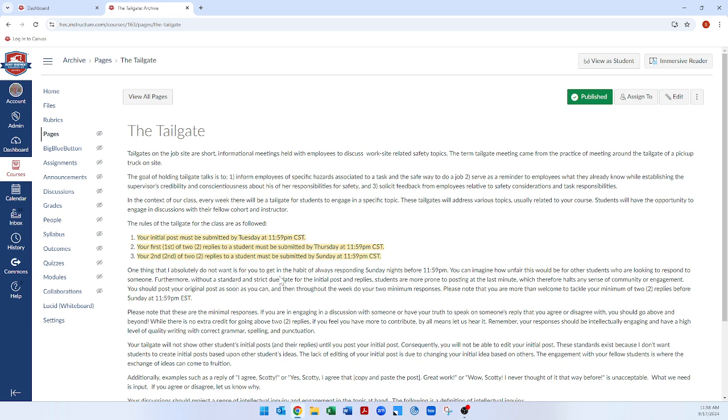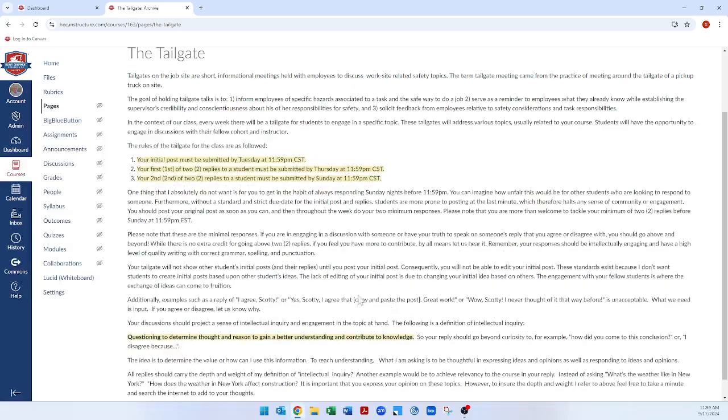And what we don't want is to respond late Sunday night at 11:59. That's when the week ends. You can imagine how unfair this would be to other students who are looking to respond to someone and they haven't posted anything until the 11th hour. So furthermore, without a strict standard and due date for the initial post and replies, students are more prone to posting at the last minute. Go on and read that for yourself. I'm sure you guys can read as well as I can talk.